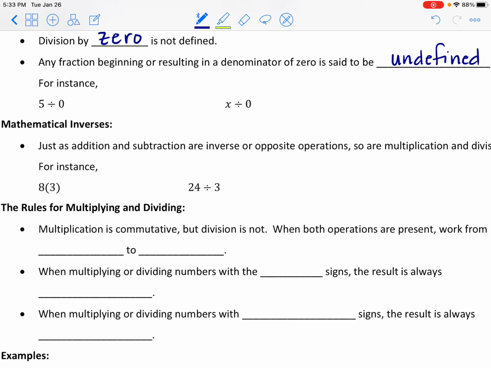So 5 divided by 0, which by the way is the same thing as 5 over 0 like this. So our fraction bar and division mean the same thing. In either case, it is not defined for us. We're going to say it is undefined.